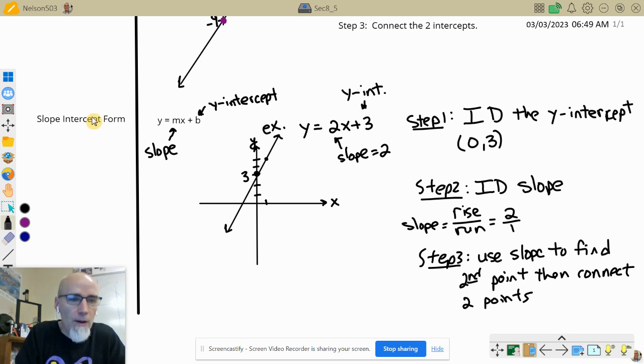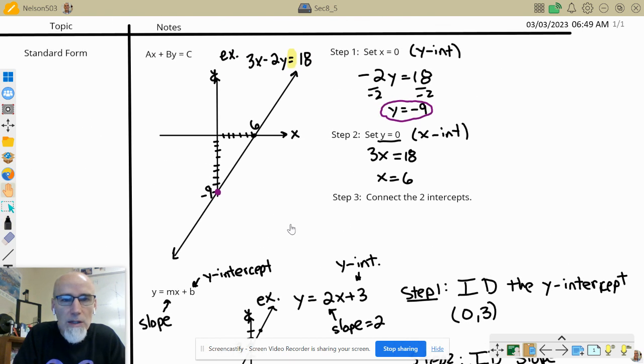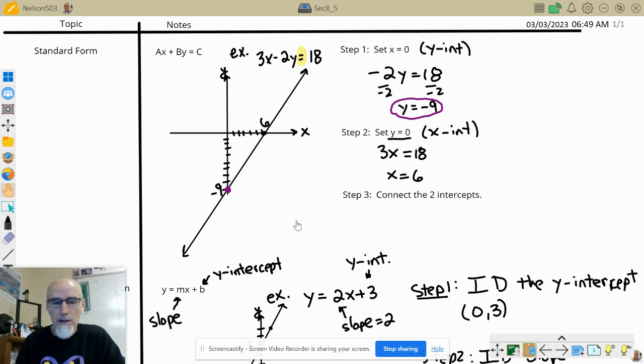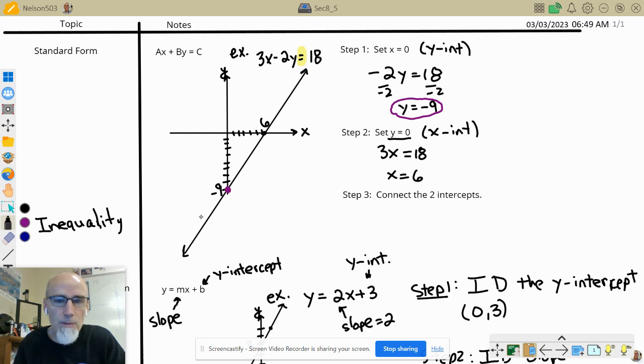Now, like I said, we're going to come back to this guy right up here, and we're going to change it to an inequality. So check this out. Concept, whatever you want to call it, concept number 3 is inequality. Let's put it right over here in our left column, inequality. So what if this was not an equation, but an inequality like this? 3x minus 2y less than 18, okay? If it was an inequality like this, here's the next step.